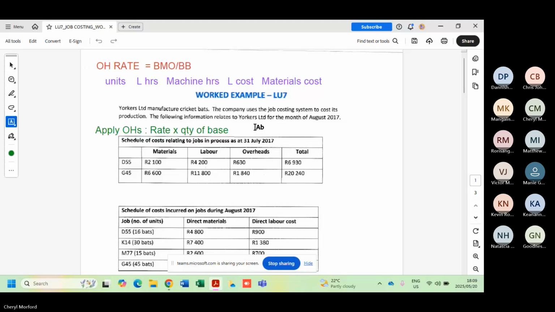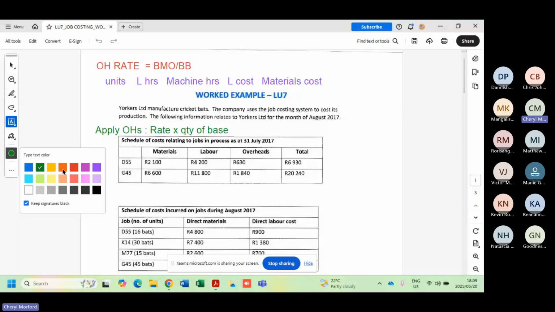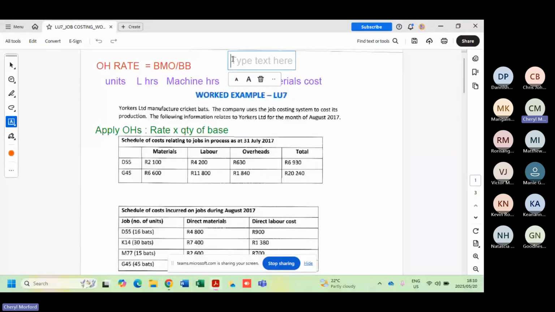Then I just want to type something else in which could possibly help you over here. We're going to say it's direct materials plus direct labor.